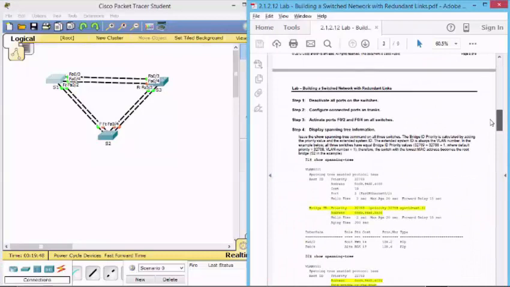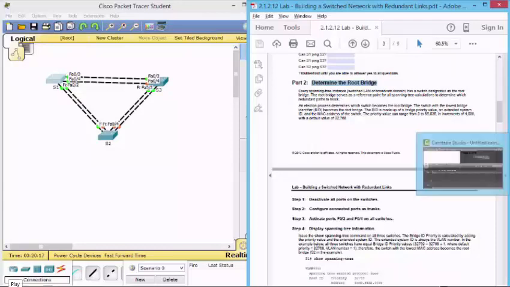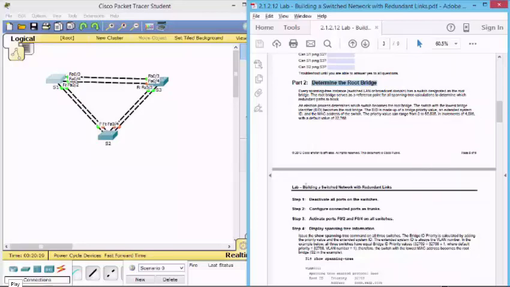Now, determining the root bridge. Every spanning tree instance has a switch designated as the root bridge. The root bridge serves as a reference point for all spanning tree calculations to determine which redundant paths to block. Let's discuss the root bridge a little, because it's very important. Without understanding the root bridge, it's very hard to understand how redundancy works in a switched network.